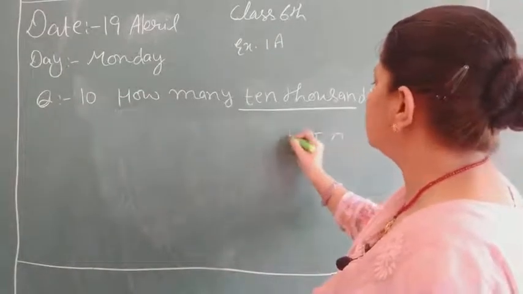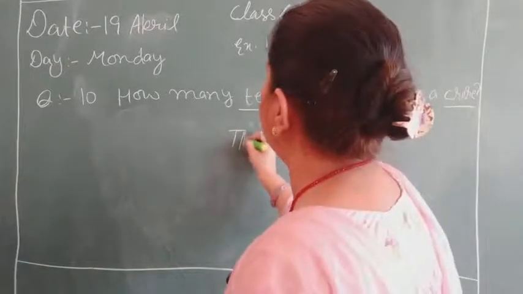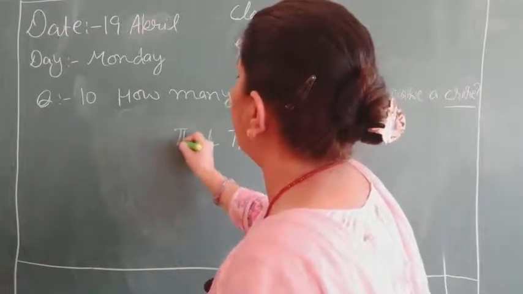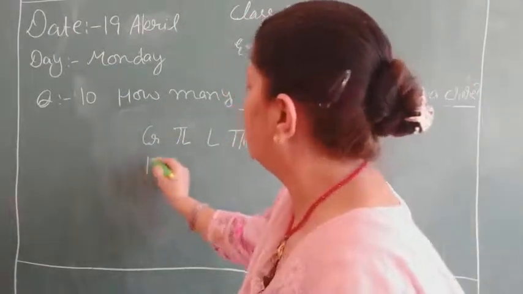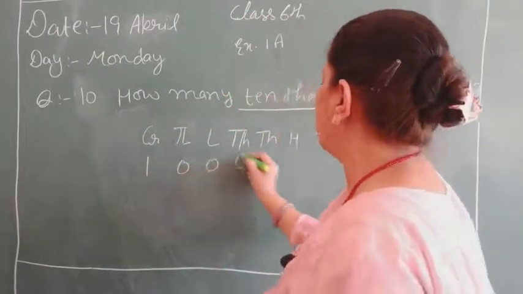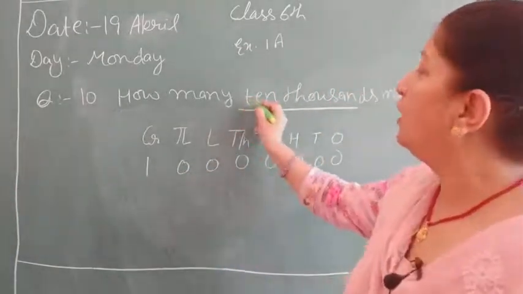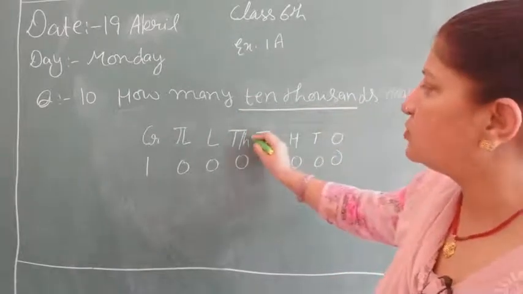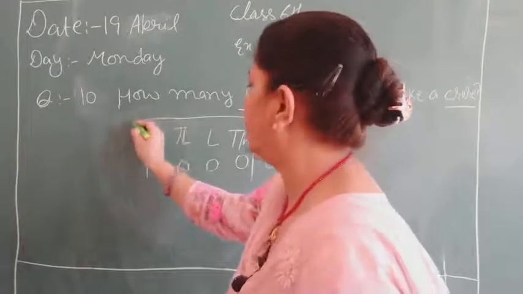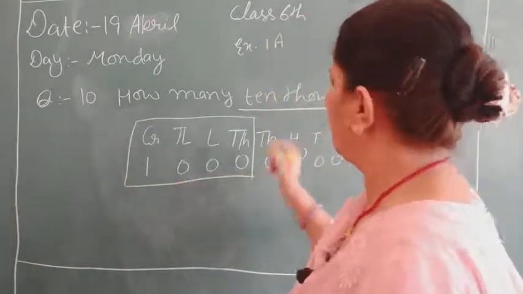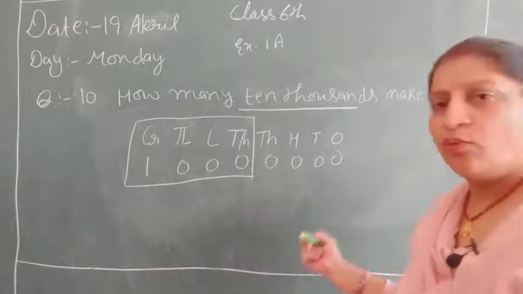Ones, tens, hundred, thousands, 10,000, 10 lakh, and crore. Now here we write this and fill all the places with 0. Now we have to find 10,000. 10,000 is here, so we make a box taking 10,000 and up to the crore. Now we see that in the box we have 1,000.